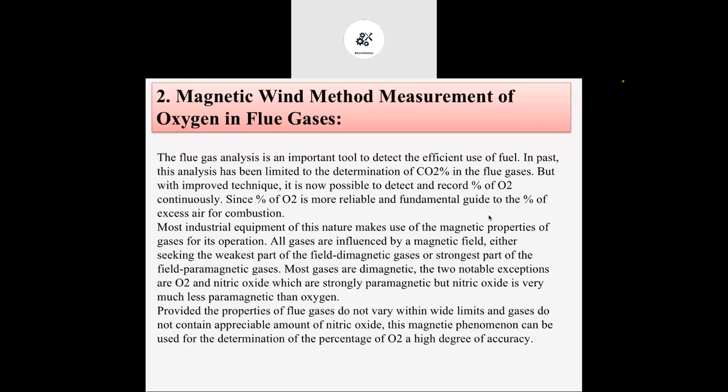Now for this, we are using many instruments to directly measure the O2. The most important is the magnetic wind method that we are going to see here. First of all, before going to the actual instruments, we should know the properties of the flue gases. Generally, any flue gas coming out from the furnace contains a mixture of different gases. It will contain unburned hydrocarbons, carbon dioxide, carbon monoxide, oxides of nitrogen, then oxygen, nitrogen, etc. From that we have to measure the oxygen content.